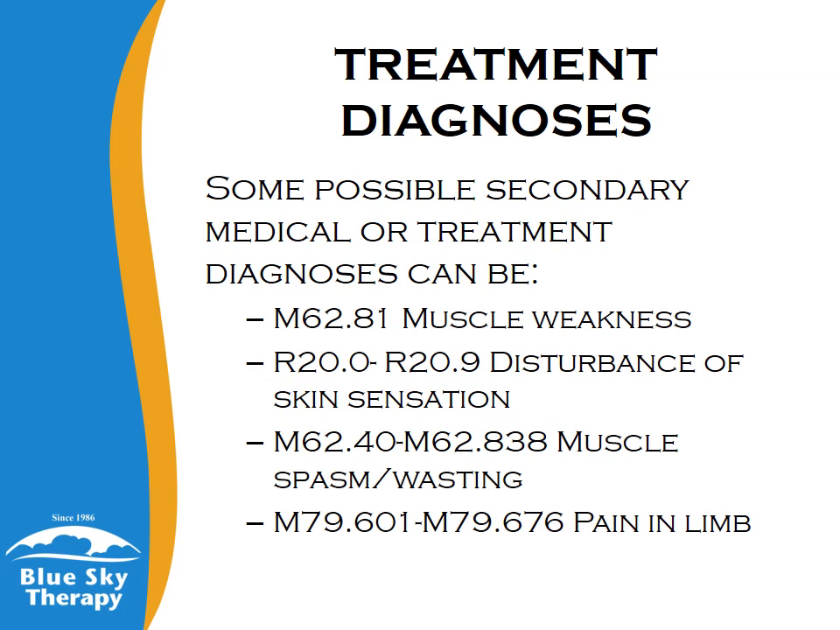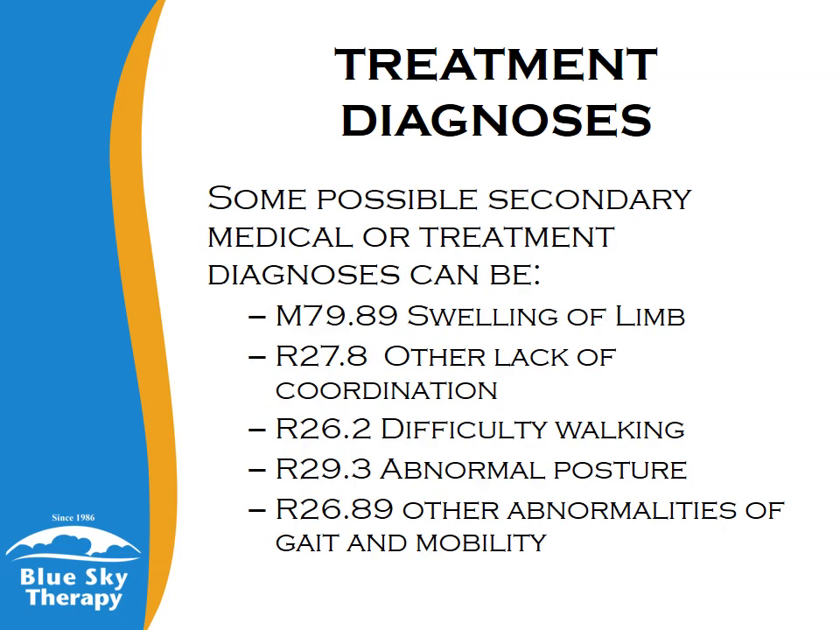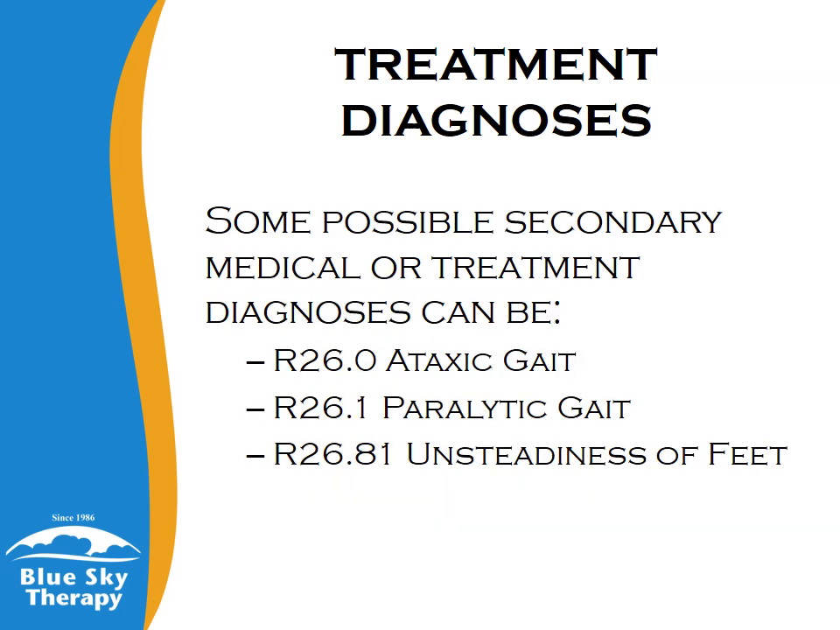Some possible secondary medical or treatment diagnoses can be muscle weakness, disturbance of skin sensation, muscle spasm or wasting, or pain in the limb. Some other possible secondary diagnoses can be swelling of the limb, other lack of coordination, difficulty walking, abnormal posture, or other abnormalities of gait and mobility. Ataxic gait, paralytic gait, or unsteadiness of feet could also be used. This list is not all-inclusive, but these are some of the more commonly used codes.